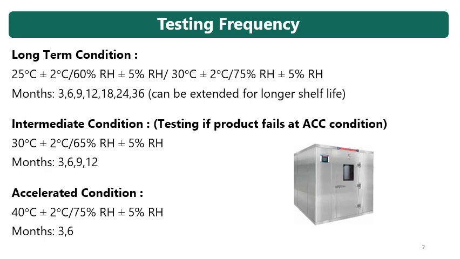Intermediate condition is 30°C/65% RH, with the testing frequency of 3 months, 6 months, 9 months and 12 months. So intermediate condition runs for 1 year. Accelerated condition runs for 6 months. It is 3 months and the 6 months.